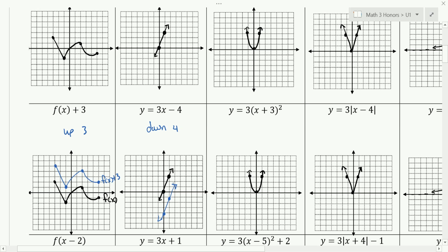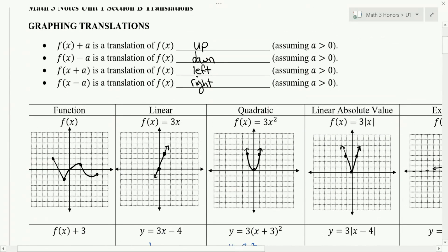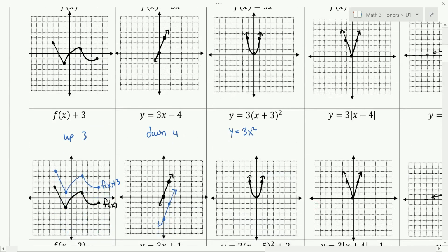Here's our quadratic, and this equation was y equals 3 times x squared. That's the original. But what's happened now, instead of just an x, we're plugging in that plus 3 inside parentheses. So it's not tagged on at the end of the equation, it's actually just adding 3 to the x value. And so is that going to move it left or right? It's going to move it left. So we're going to move left 3 units.